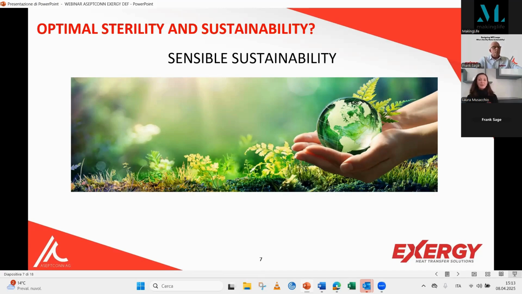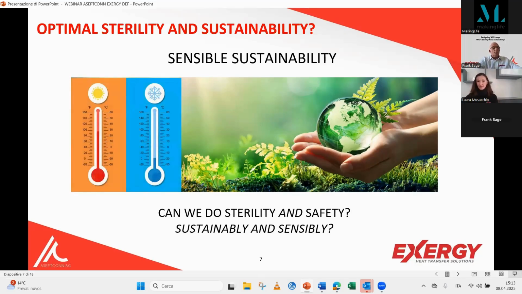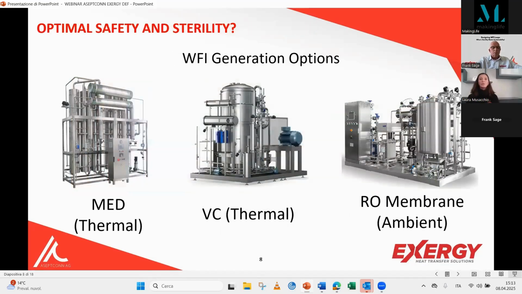Obviously, in the best solution, we would like to have the WFI available for our operators all day, at every hour, and at the same time to always have the possibility to be sustainable and sensitive to the environment too. But can we really maintain the state of sustainability using the traditional methods that are normally applied in engineering a WFI generation option? This is the introduction to the technical part.